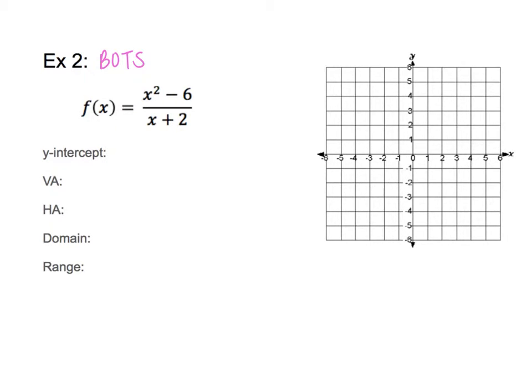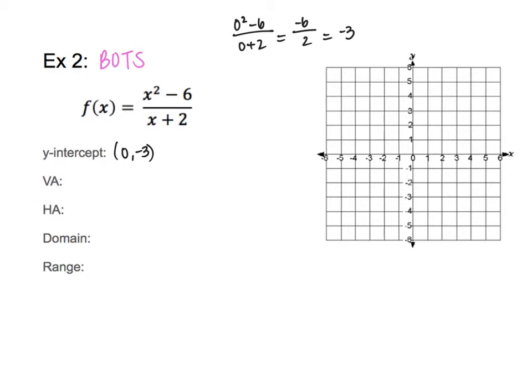But first, let's try to calculate the y-intercept. So the y-intercept is when I plug in 0 for x. So if I plug that in, x squared, so 0 squared, minus 6 times 0, plus 2. 0 squared is just still 0, minus 6 times 0 is 0, plus 2 is 2. Wait, the numerator gives negative 6 over 2. If I divide, that's negative 3. So I have a negative 3 here.